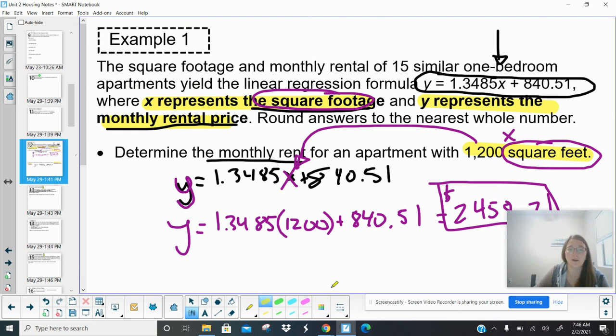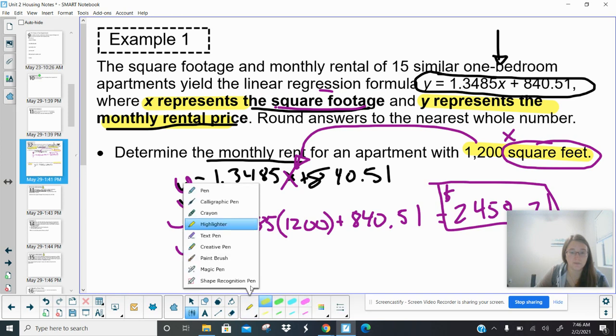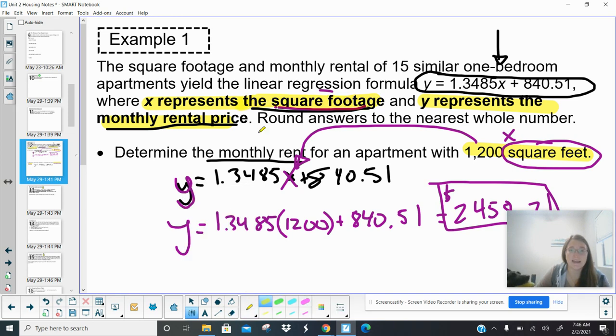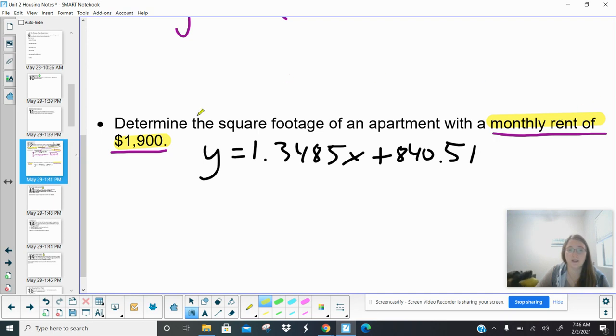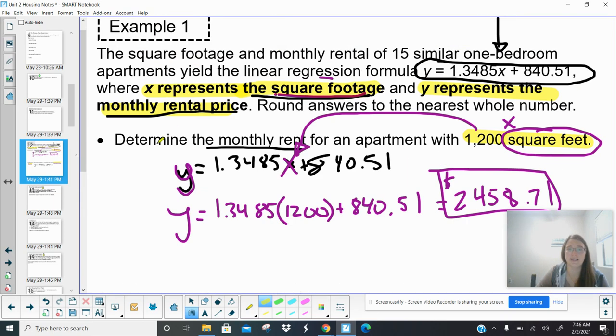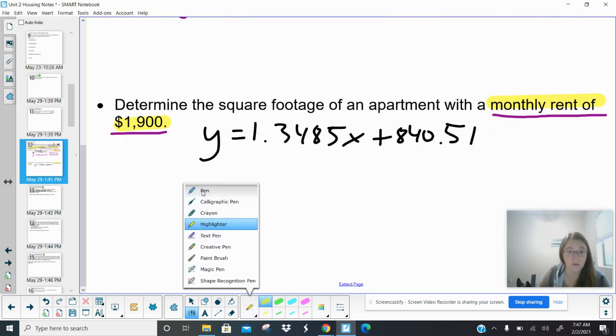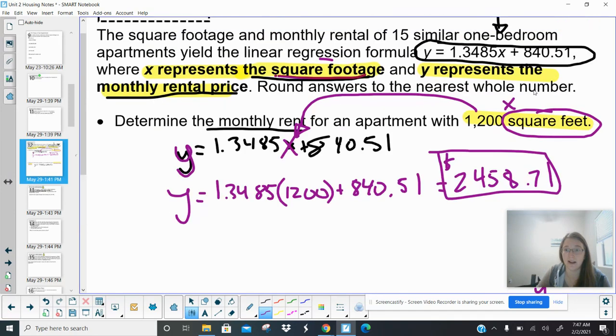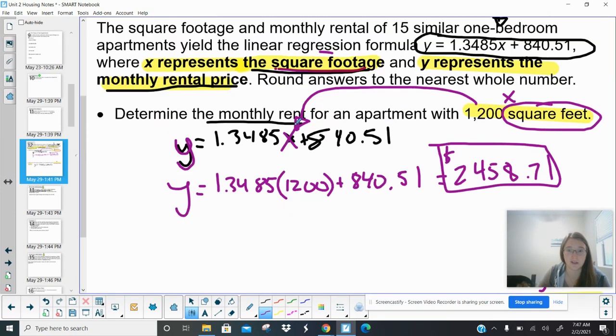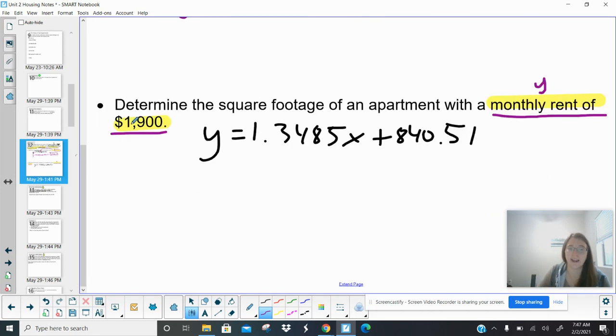Go back and reread what I highlighted here. Is monthly rent of $1,900 x or y? Reread the highlighted sentences. That's y now, because y is the monthly rent. Y represents the monthly rental price, monthly rent of $1,900.